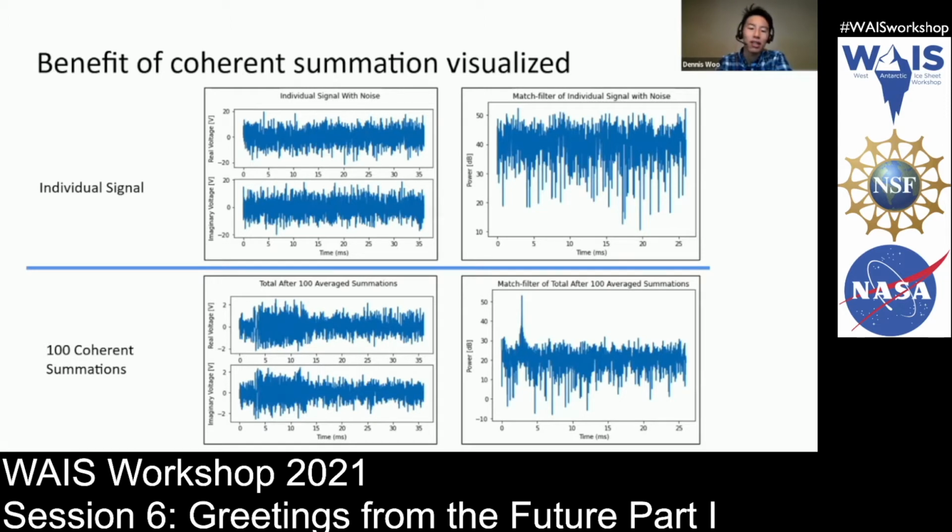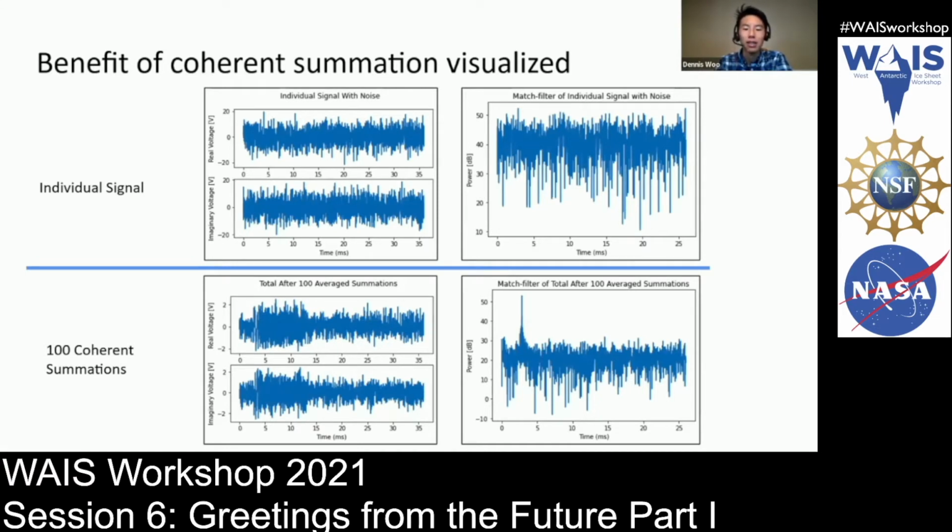And then I generated 99 more loopback tests, added noise to all of them, and summed and averaged them together one by one. The end result of that, after 100 summations, is shown in the bottom row. You can see the benefit on the left, which shows the chirp coming through at around 5 to 10 milliseconds. That's where the signal is a little bit thicker. And a big benefit is shown in the match filter output, where you can see a very legible peak before 5 milliseconds.